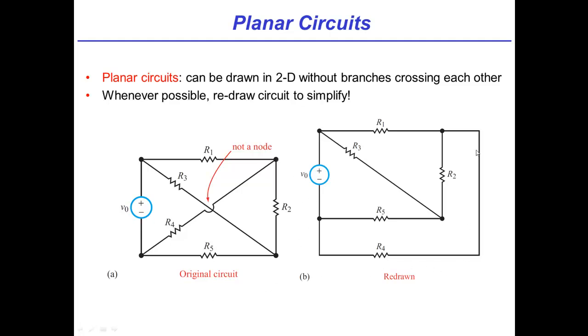Okay? You see right here? What matters mathematically is that this R4 branch is still the same branch. I didn't add any elements to it. And it's still connected on one end to this node, which is the same one as that. And it's still connected at the other end to this node, which is the same one as that. So these two circuits are absolutely identical.